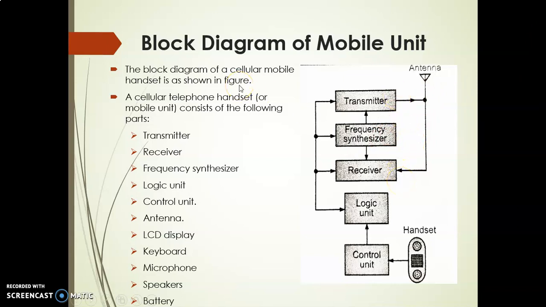The block diagram of a cellular mobile handset is shown in the figure. A cellular telephone handset or a mobile unit consists of the following parts: transmitter, receiver, frequency synthesizer, logic unit, control unit and antenna. These parts are placed in a handset, which has an LCD display, keyboard, microphone, speaker and battery. These are the parts of your handset, that is your mobile phone.